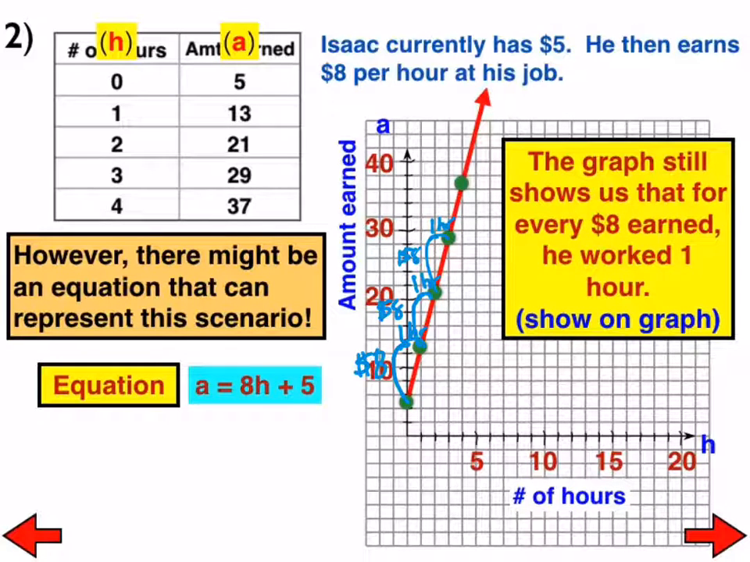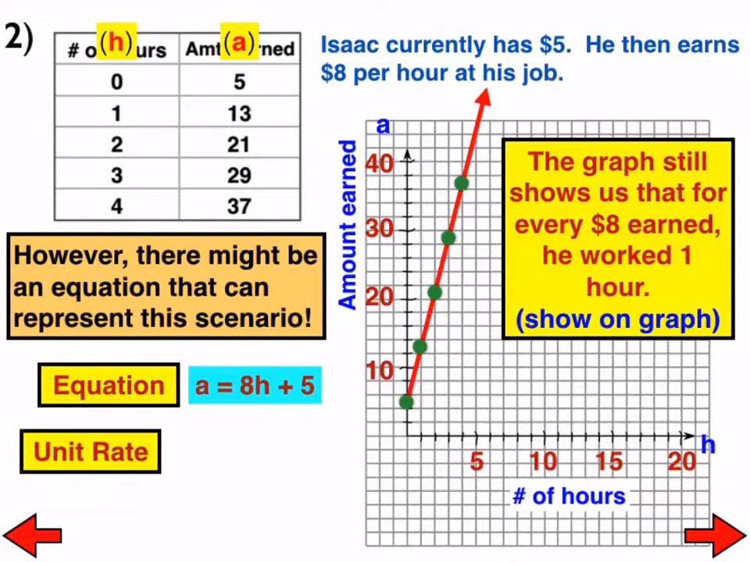So what that proves is that even though this is not proportional, we have an equation, but in addition to that, we do have a unit rate. Because after that initial value of $5, he continues to earn $8 per hour. So there's not a constant of proportionality, because it's not proportional, but there is a unit rate, and that graph proves it. So the unit rate is $8 per hour. Okay? I don't want you to think that because it's not proportional, we don't have a unit rate. We don't have a constant of proportionality, but we do have a unit rate.